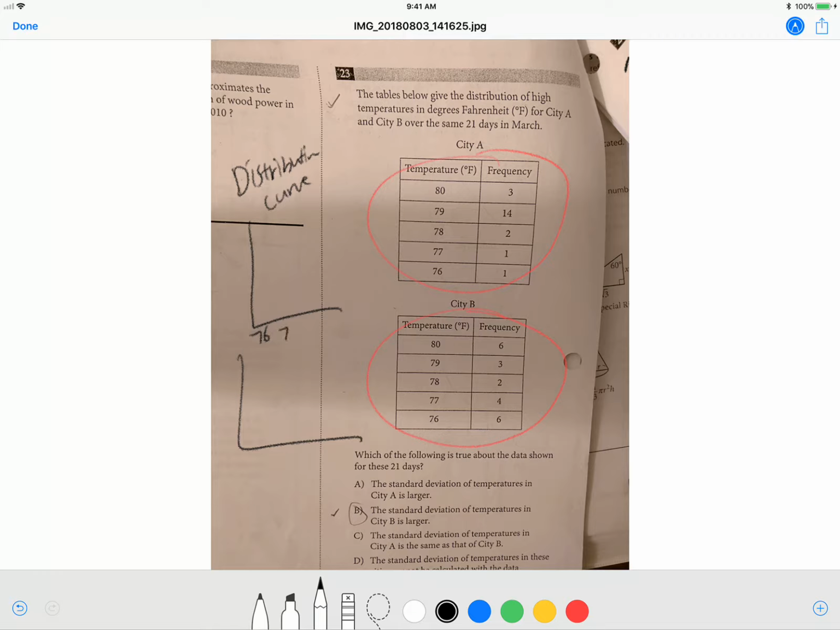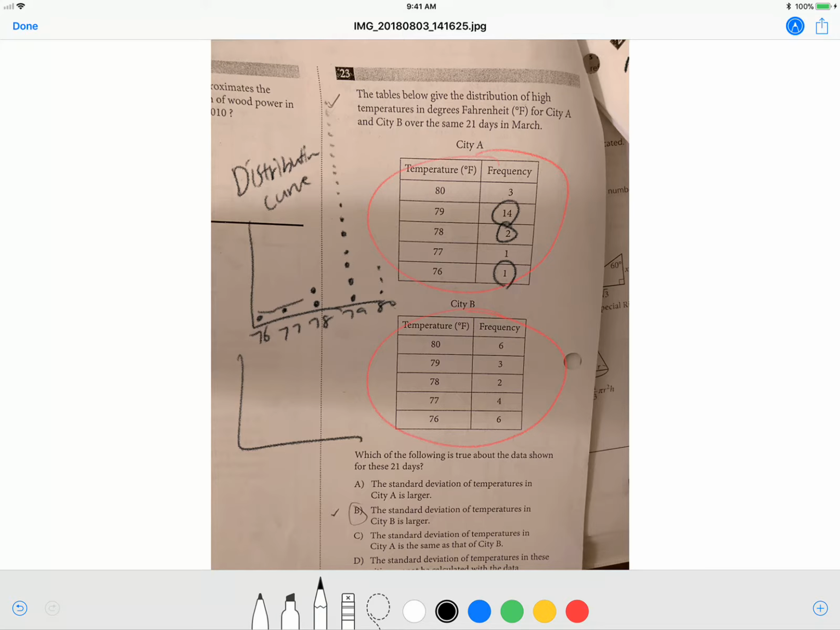I'm going to label this as 76, 77, 78, 79, and 80. And for 76, let's put a dot. Just count for just one, right? 77, just again one more dot. 78, two dots stacked together. Take a look at 79. I don't know how many dots there will be, but there will be 14 of these dots, right? And there will be 3.